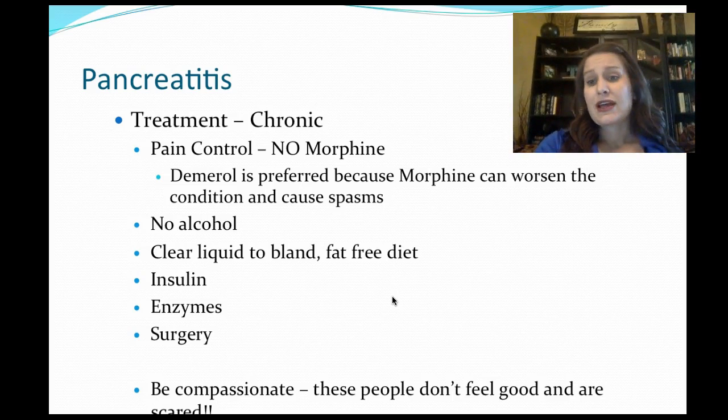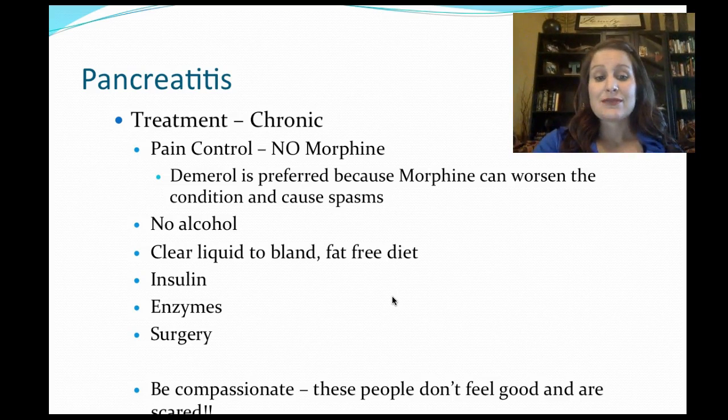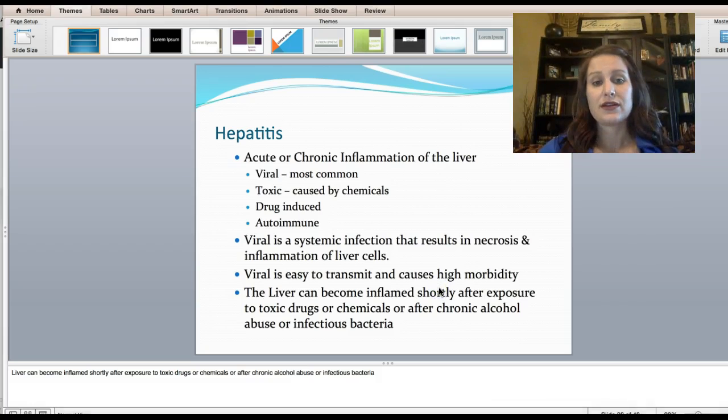Well, of course we're going to cut out the alcohol. They will be on a clear liquid to bland fat-free diet. They will need insulin, enzymes, and surgery. And of course, we've got to be compassionate. These people don't feel good and they are very scared.